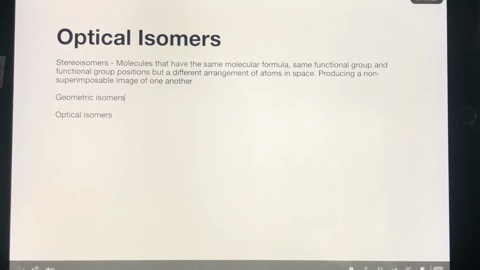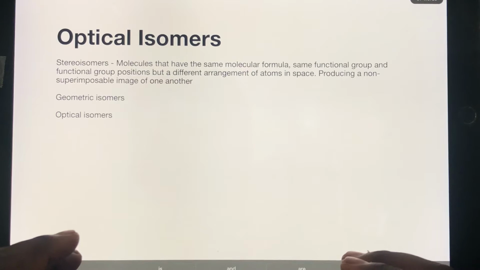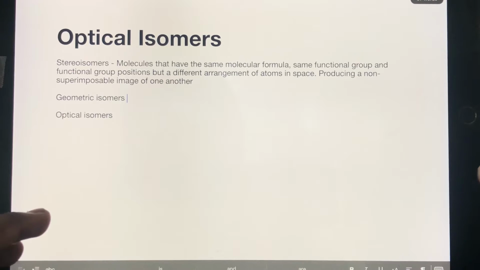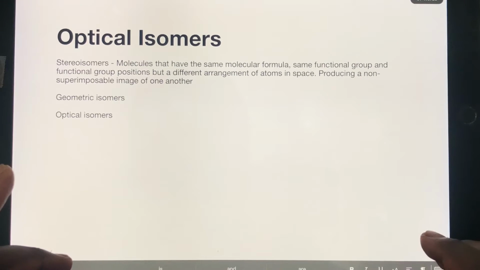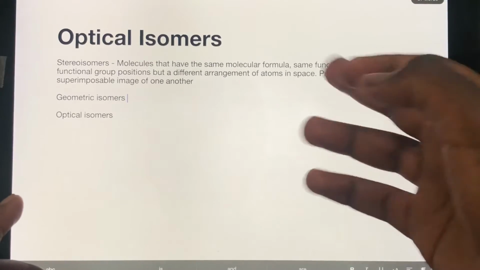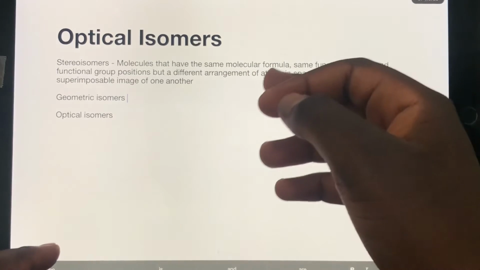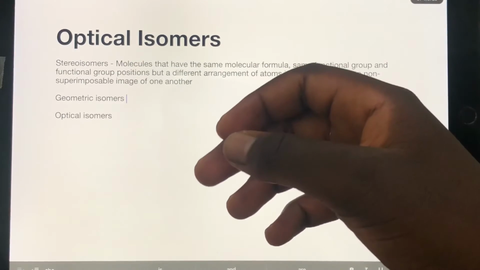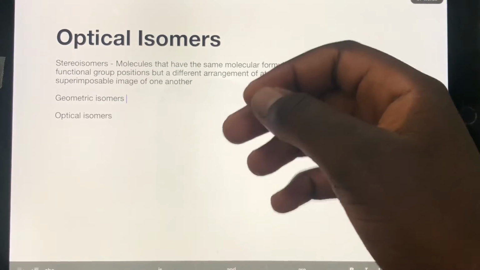So geometric isomers, as you saw in the last video, they produce a non-superimposable image with your E and Z isomers, but they do it through a double bond because double bonds are rigid, so you can't twist them, or you can't make the images the same because of the double bond. The molecule has the same molecular formula, functional group, and functional group position, but the atoms are going to be arranged differently because of the rigidity of the double bond.